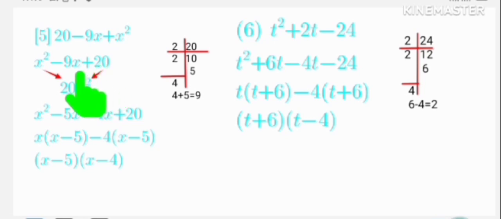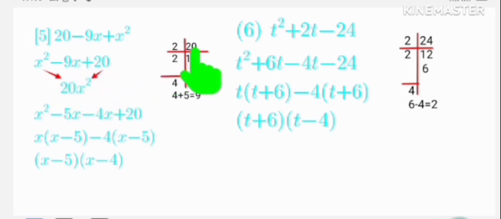Now what do we do? Like I said, we multiply the first and the last term. So when you multiply the first and the last term, we are going to have 20x squared. What do we do after that? We need to look for numbers that we can multiply that will give you 20 but add to give you 9. I mentioned in my last video that for now you forget about the signs. Just focus on the number alone. We can work out the sign later.